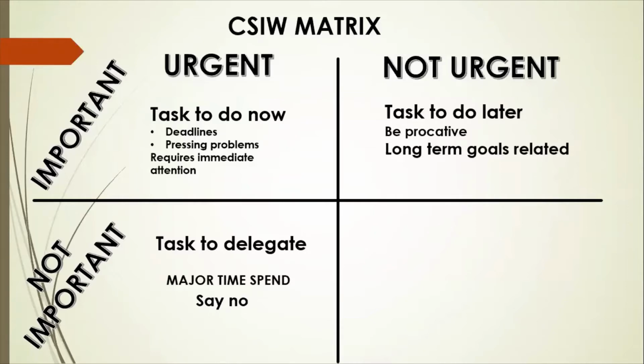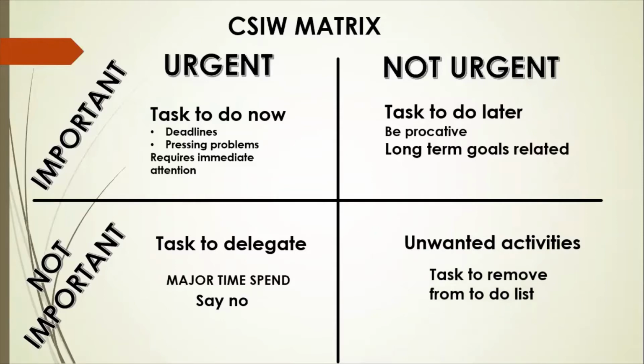The fourth quadrant specifies not urgent, not important tasks, which are unwanted activities, and these tasks need to be removed from your to-do list. Trust me, people, we are spending a lot of our time on them, and they do not result in anything for us, and they are not contributing to our goals by any means. So what are these tasks? Can anybody tell me? These are tasks like Facebook scrolling, gossiping. These are things we should not be spending time on.